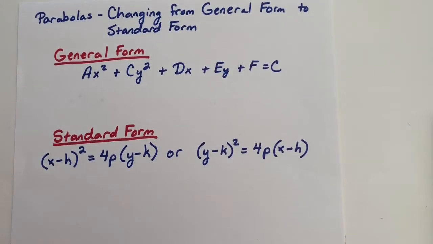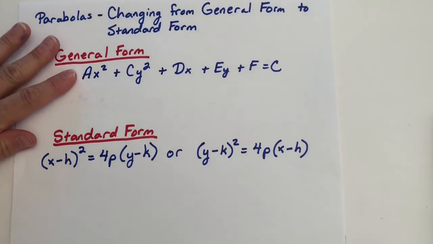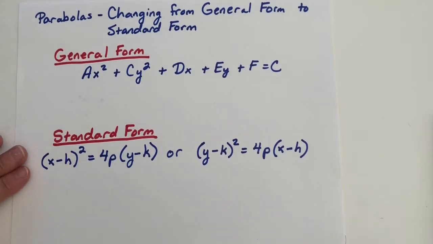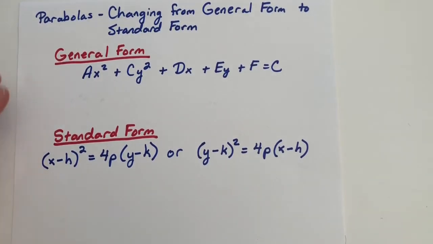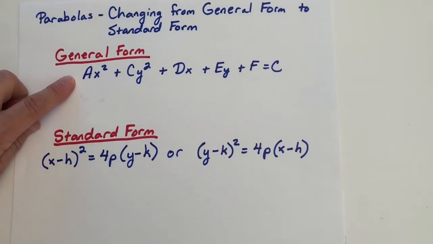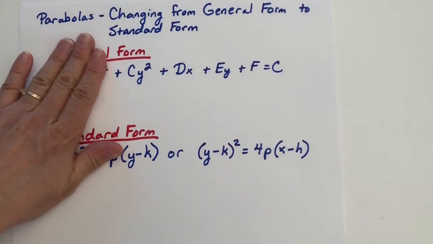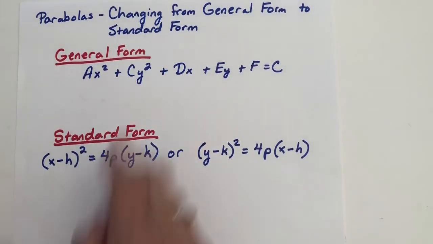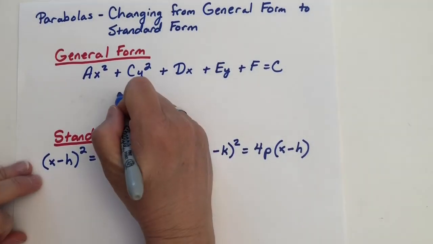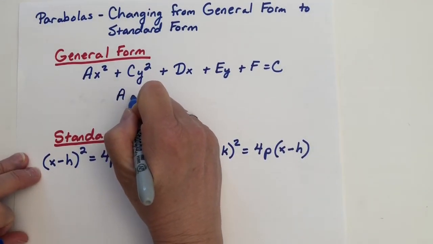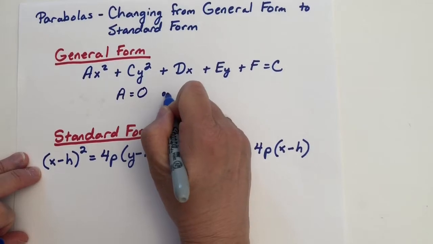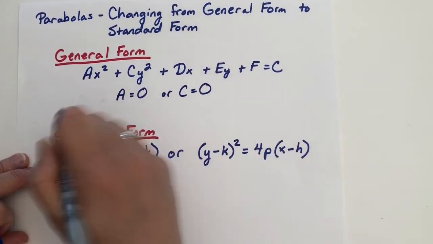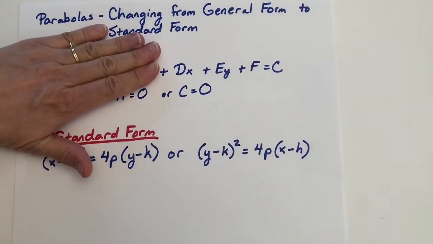Practice transforming the equation of a parabola in general form into its standard form. Now, this is the general form of a conic section, not specifically a parabola, but if either A were 0 or C were 0, we would have a parabola. So let me write that down. A equals 0 or C equals 0, but not both. If they were both equal to 0, we would not have a parabola.